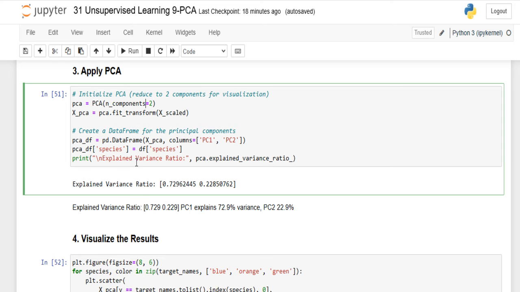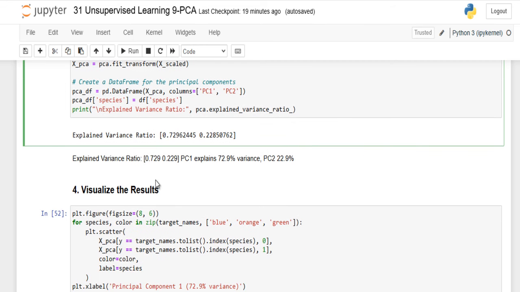Here we have the PC explained variance now. Approximately 73 percent is explained by PC1, while approximately 23 percent is explained by PC2. So you can see here we have 0.729 and 0.229 for PC1 and PC2.